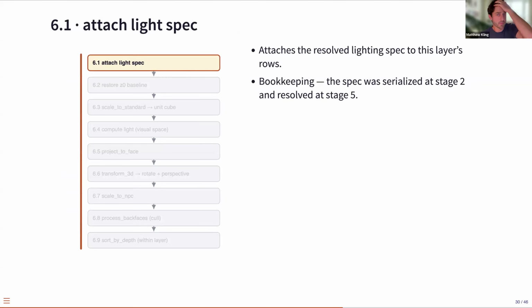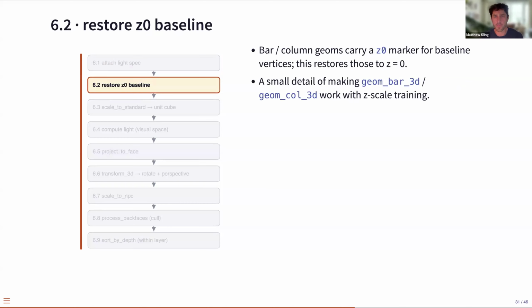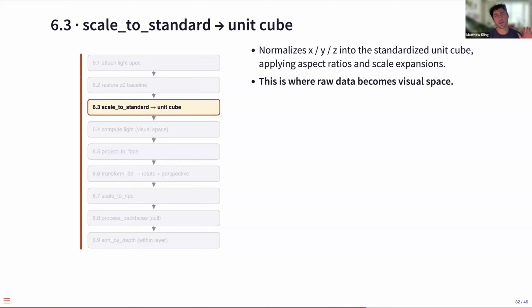First of all, we attach the light spec, resolving the lighting specifications the user supplied. Some bookkeeping with some of the z-scale coordinates for some edge case stuff. Then we take the native data scales, which could be in arbitrary units for the x, y, and z axes, and scale those all into a unit cube. And then we're working in visual space. So starting to move from raw data space into visual screen space. Still 3 dimensions at this point.